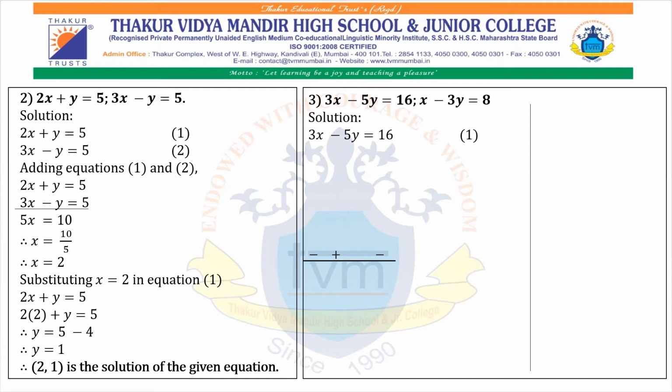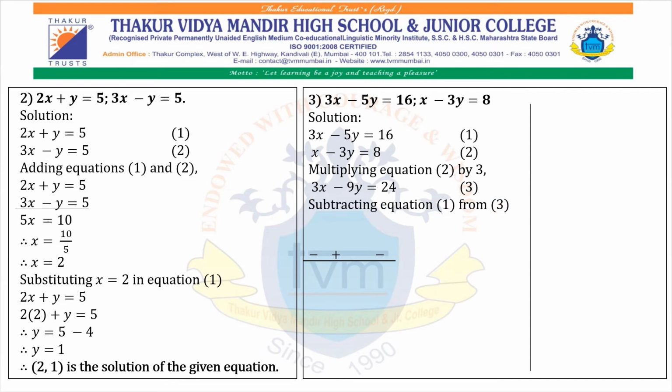First we will write the equations. 3x minus 5y is equal to 16 is equation 1, and x minus 3y is equal to 8 is equation number 2. Multiplying equation 2 by 3, here we will get 3x minus 9y is equal to 24. This is equation number 3.